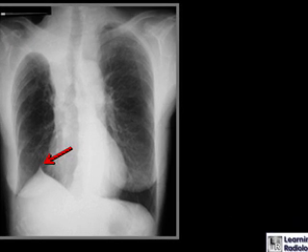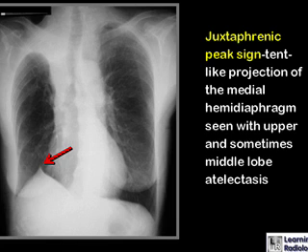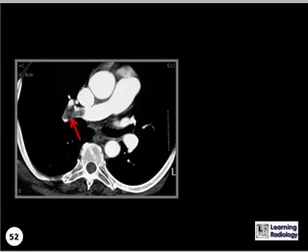What sign is depicted here? This is the juxtaphrenic peak sign, which is the tent-like projection of the medial portion of the hemidiaphragm seen with upper and sometimes middle lobe atelectasis. In this case, there's right upper lobe atelectasis. What sign is depicted here?